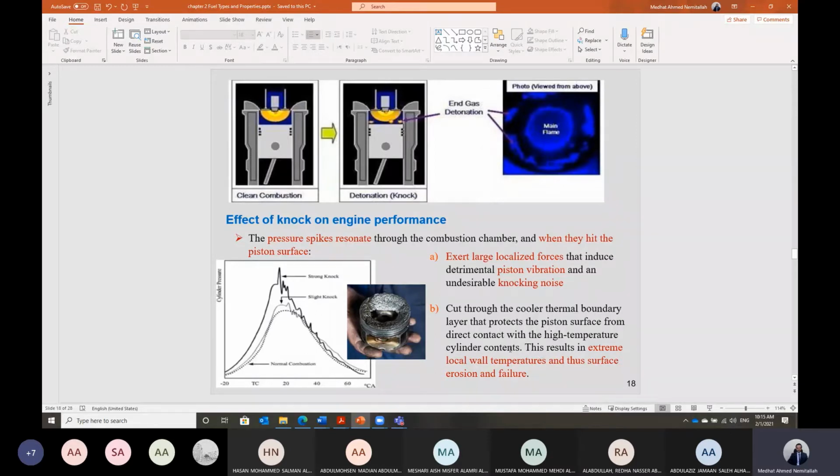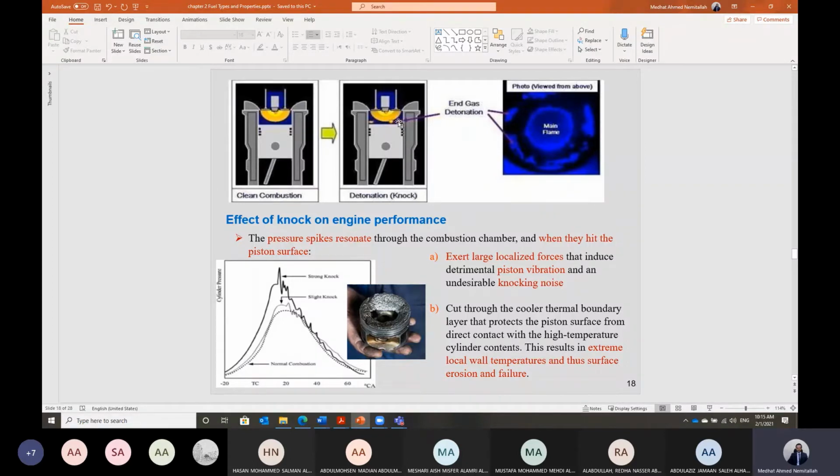And this high temperature will actually cause erosion in the surface of the piston, and it may cause failure. If you look here, you can see the spherical flame is initiated by the spark plug, and this flame spreads inside the cylinder.